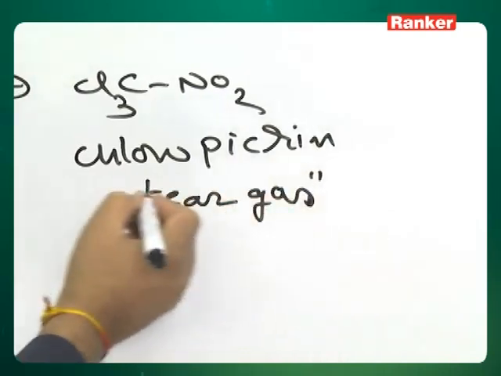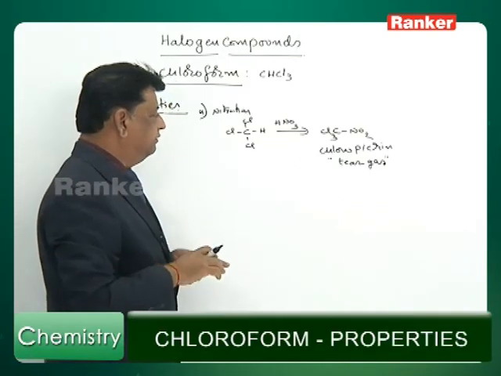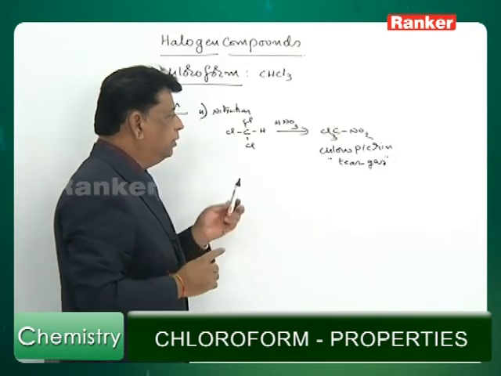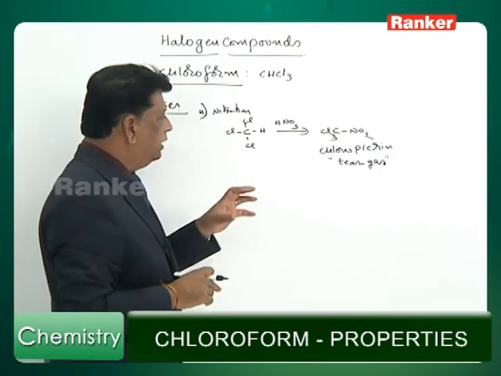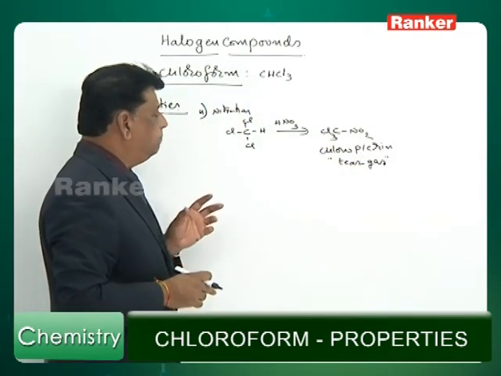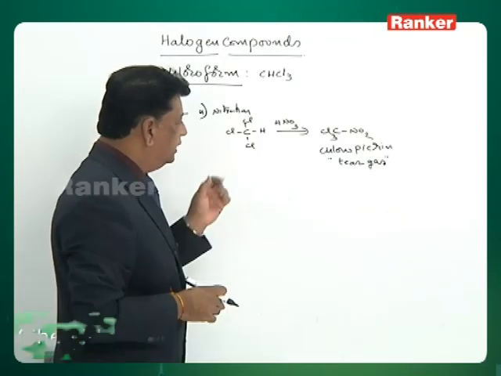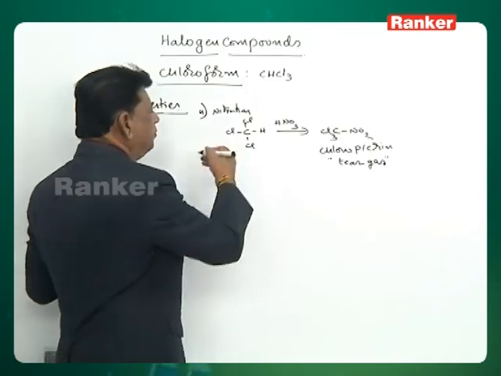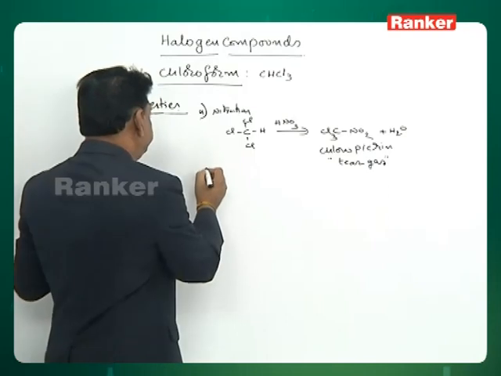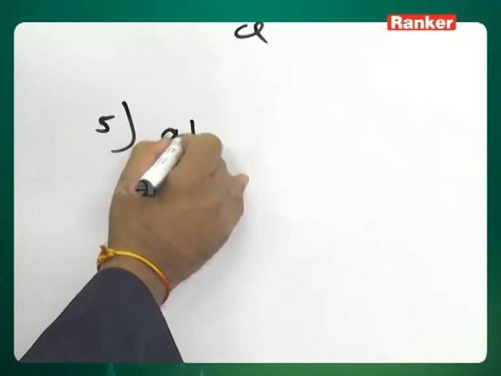It produces the unusual tear formation with the burning sensation and all that. Therefore, to disturb the mob, police people are using this chlorinated, nitrated methane. It's called a nitrochloroform or a chloropicrin under the usage. This is used as a tear gas. Plus water is formed. This has some industrial application. The chloroform can also add to acetone.